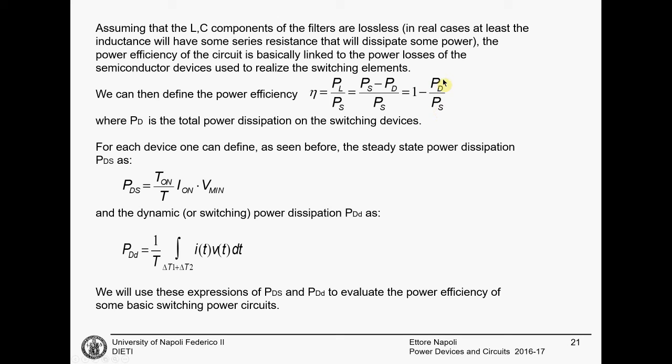This power dissipation defined on the devices then defines the efficiency of the overall circuit. We have seen before that the power dissipation can be divided into two components, the static one, defined by this equation, and the dynamic one, the switching power dissipation, defined by this equation. In the future, we will use these two equations to evaluate the power efficiency of the most common switching power circuits.